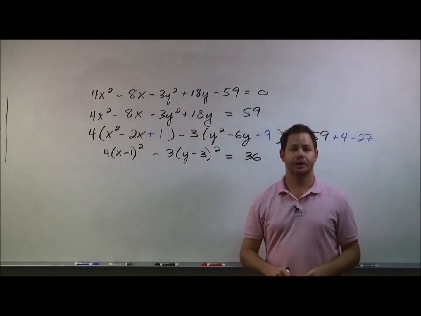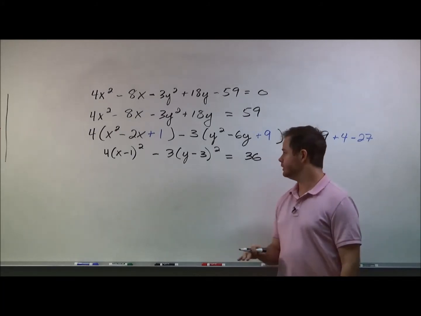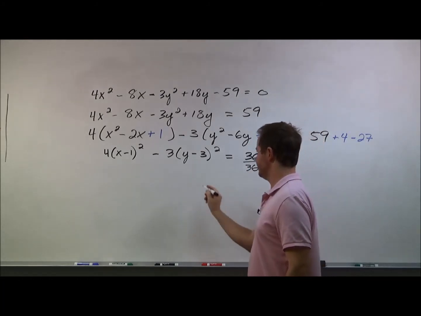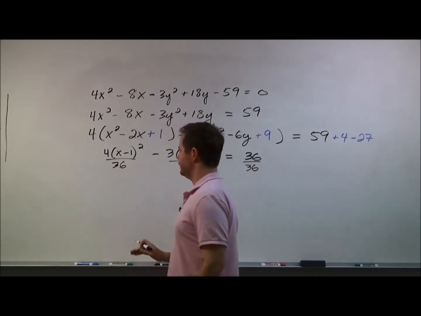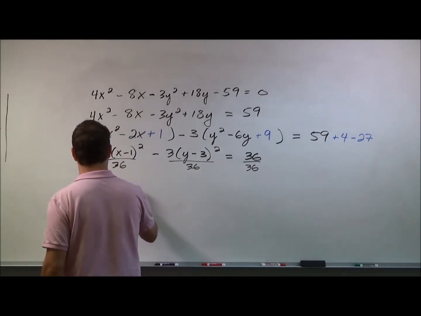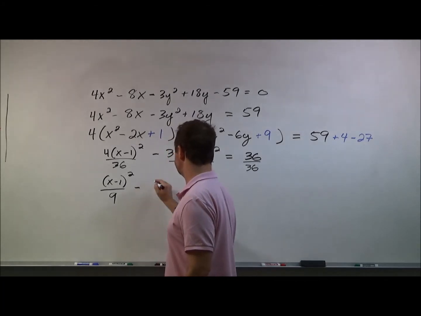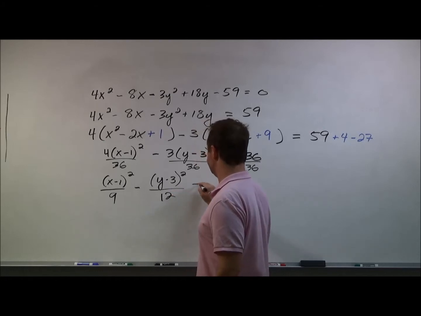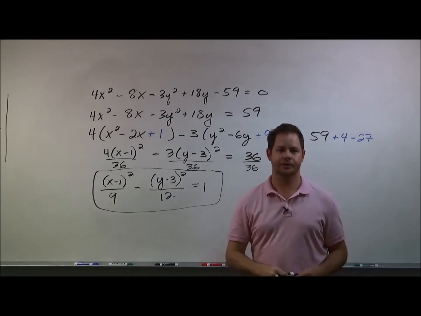Now for our last step, if we remember, standard form of a hyperbola requires us to set it equal to 1. So to get this equal to 1, it means I have to divide everything by 36. And after doing that, when we simplify or reduce each, we'll be left with x minus 1 squared over 9 minus y minus 3, that quantity squared, over 12 equals 1. And this will be our standard form of this hyperbola.